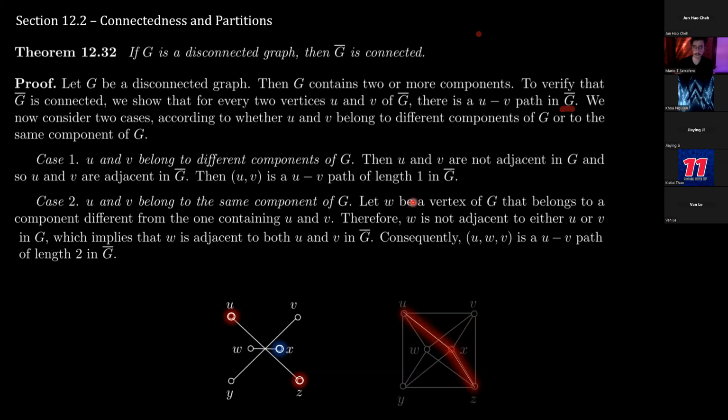And that's it. So again, let W be a vertex of G that belongs to a component different from the one containing U and V. Therefore, W is not adjacent to either U or V in G, which implies that W is adjacent to both U and V in G complement. Consequently, UWV is a UV path of length 2 in G complement. So this is a picture, and I think this is a nice picture. It shows you how you can draw these pictures and get an intuition as to why this is true.